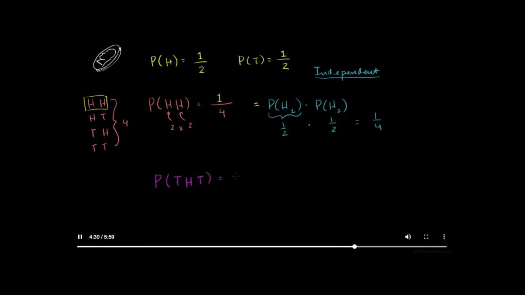So because these are independent events, we can say this is the same thing as the probability of getting tails on the first flip times the probability of getting heads on the second flip times the probability of getting tails on the third flip. And we know these are all independent events. So this right over here is 1/2 times 1/2 times 1/2.